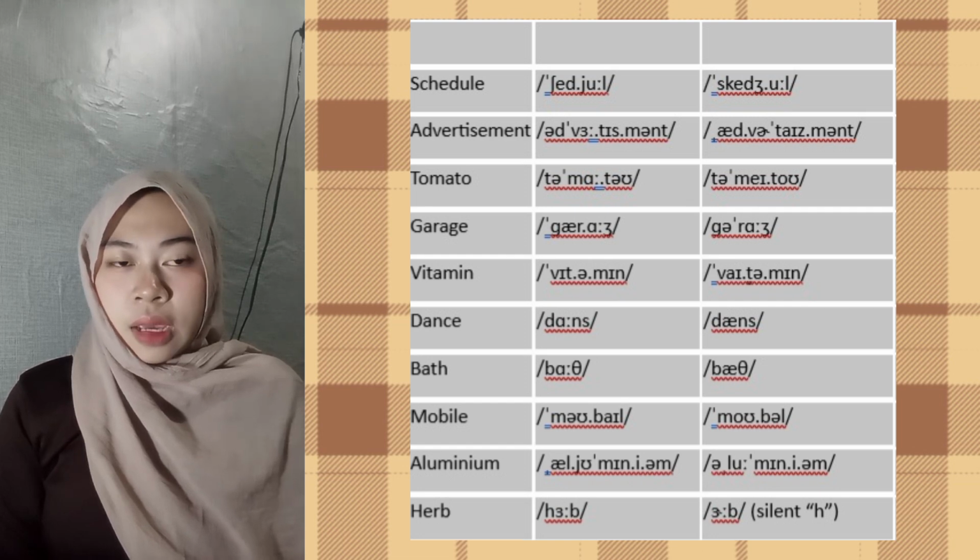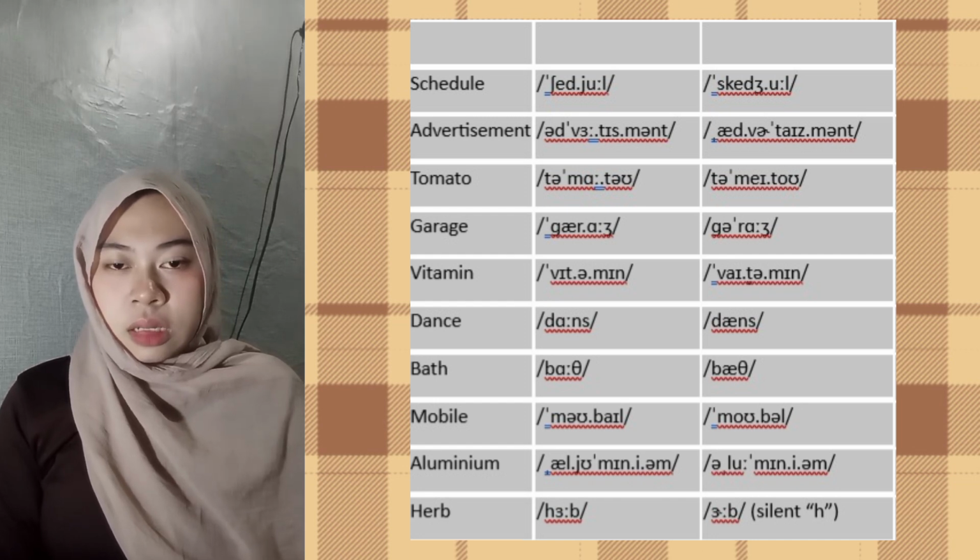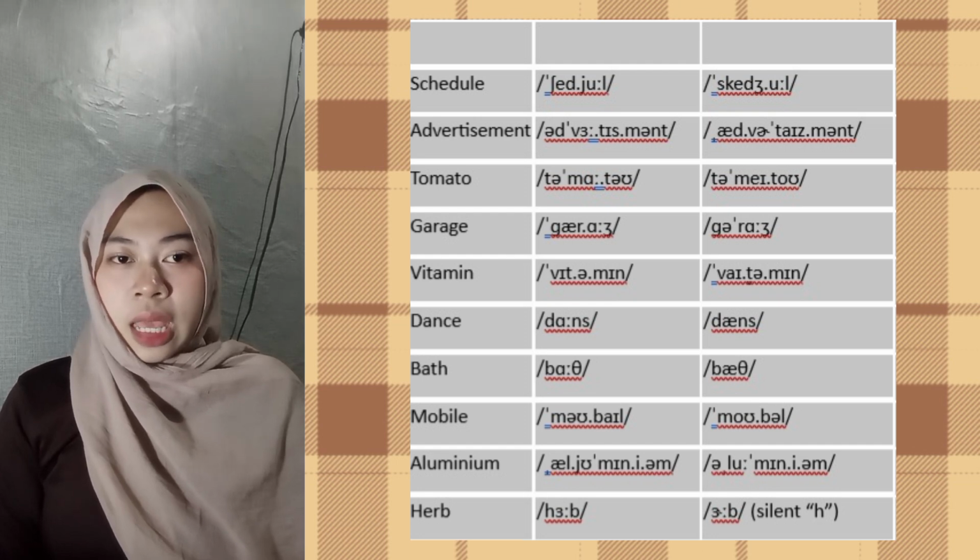And then vitamin, for the British English accent, it's vitamin, and American accent is vitamin. And then for the British accent of dance, it's dance, while American accent says dance. The next example is bath.